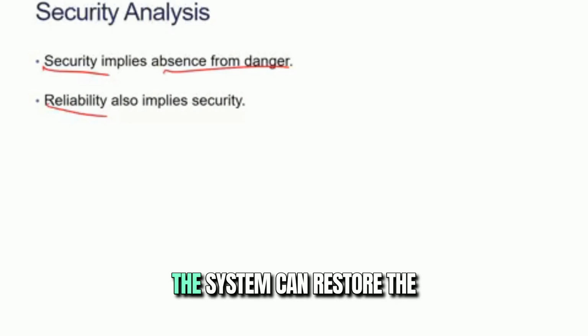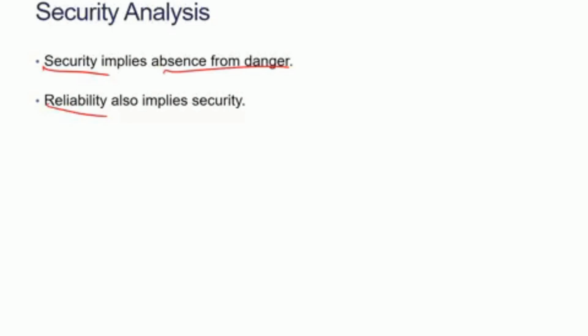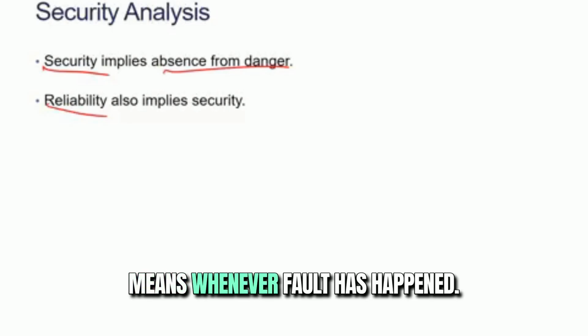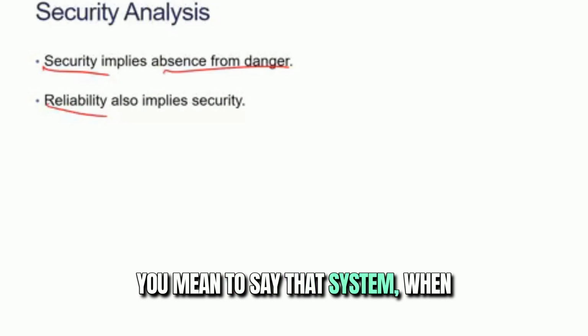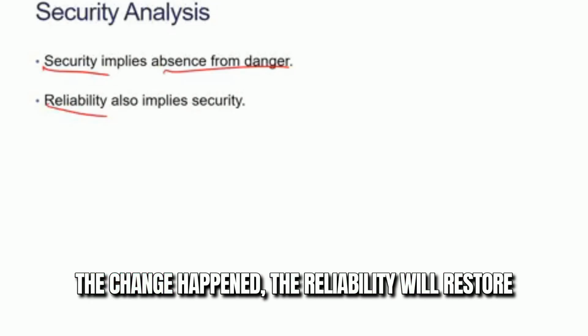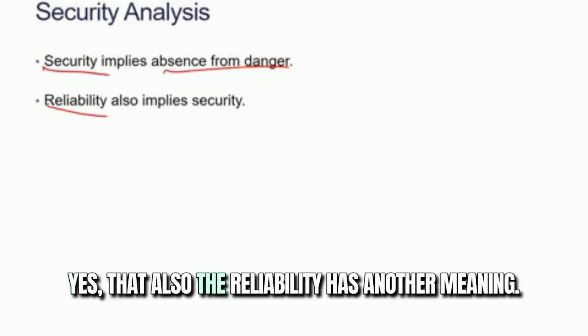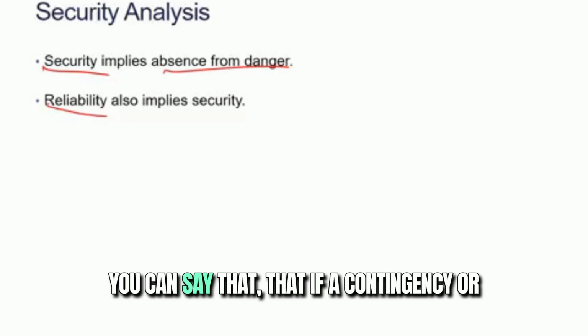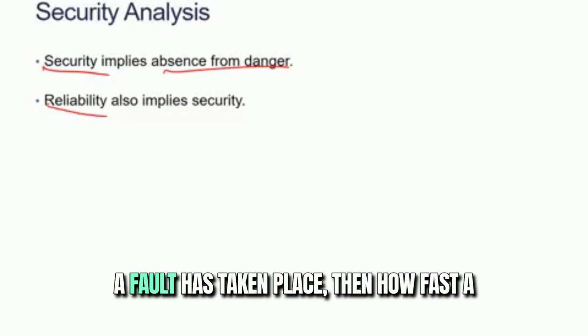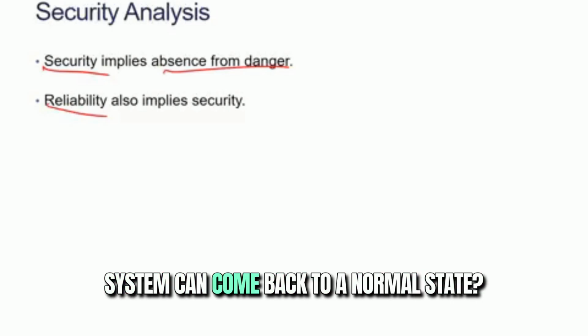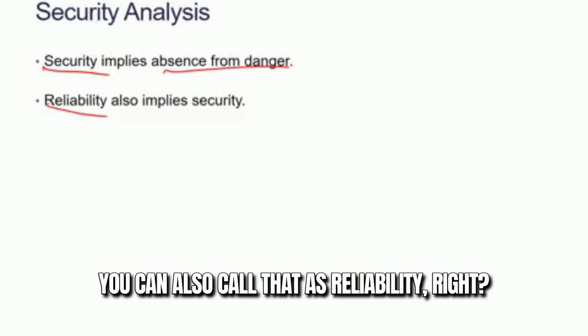Reliability meaning the system can restore... whenever a fault has happened, you mean to say that reliability. Yes, when a change happens, reliability will restore the stability of the system. Yes, reliability also has another meaning. You can say that if a contingency or a fault has taken place, how fast a system can come back to a normal state. You can also call that reliability, right?